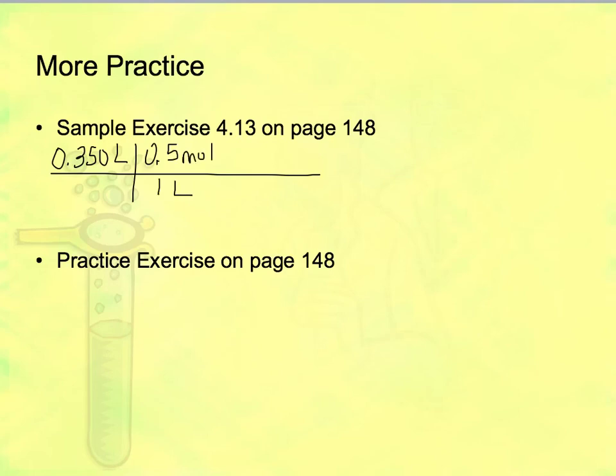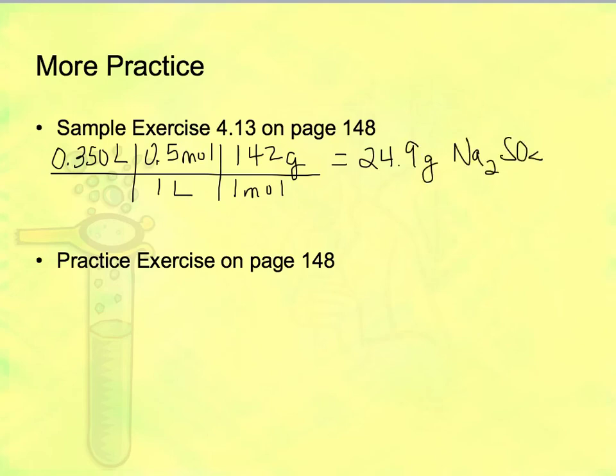And then what can we do once we have moles? Yes, that's right. You can multiply by the molar mass to arrive at the number of grams. And that would give us 24.9 grams of sodium sulfate. Good job. Next problem. Try it on your own if you like.